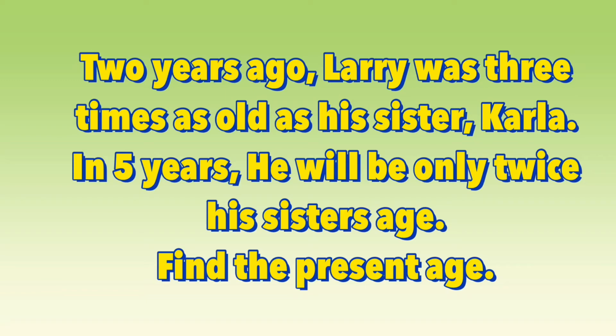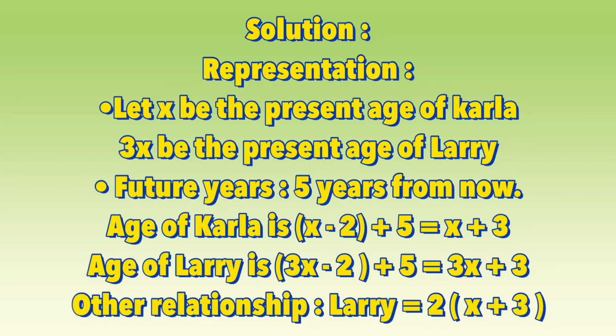Our solution starts with the representation. We're going to assume that x is the present age of Carla and 3x is the present age of Larry. Then we have to consider the past years stated in the problem: 2 years ago. When we encounter past years, we're going to subtract this from the present age. That's why the age of Carla is x minus 2, and the age of Larry is 3x minus 2.